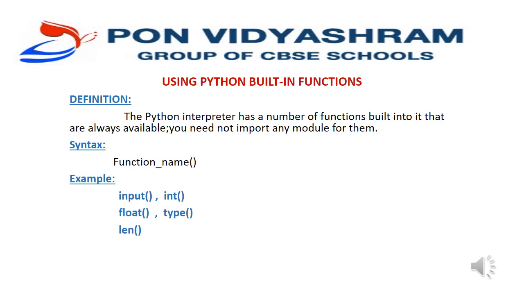Let's see some examples of built-in functions. The first one is input(). The input function is used to get the input from the user during the runtime. The next one is int(), which is used to convert to an integer value. The next one is float(). You already know that float() is used to get a decimal number. And type(): the type function is used to find out the data type of a variable. The next one is len(). The len function is used to find out the length, either the length of a string or whatever it is.